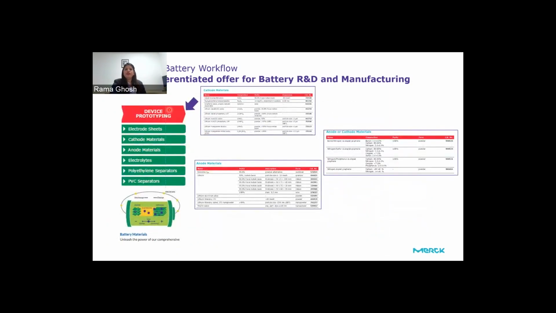Suppose you are working on device prototyping. In device prototyping, I mentioned here electrode sheets, which would be your cathode or anode: cathode sheets, cathode materials, anode materials, ready to mix. Electrolytes are also there. We have limited separators, only PVC separators and polyethylene separators. Okay.